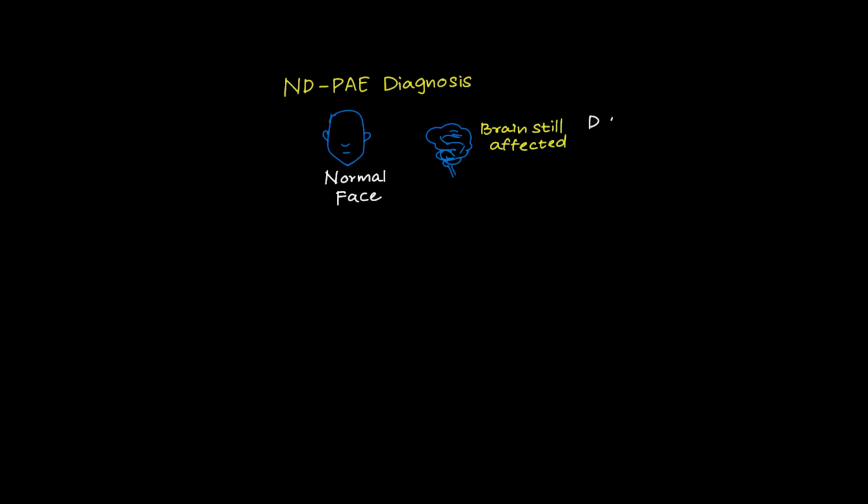ND-PAE is the DSM-5's way of capturing alcohol's behavioral damage when the face does not tell the story. Not every child affected by prenatal alcohol exposure grows up with the classic smooth philtrum and thin upper lip. Many sustain neurological harm without the physical markers that let clinicians diagnose full fetal alcohol syndrome. Before the DSM-5, those children often went unrecognized because they did not fit the FAS box. Neurobehavioral disorder associated with prenatal alcohol exposure, or ND-PAE, fills that gap.